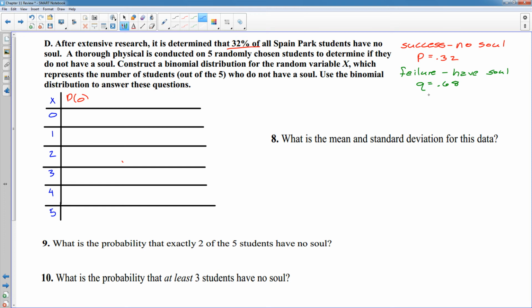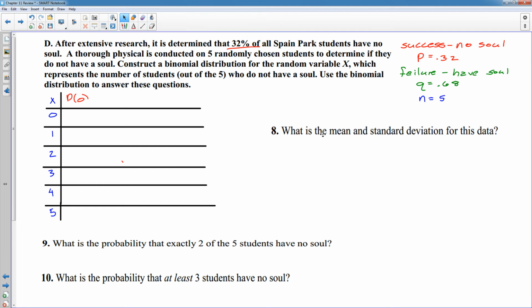And then N is the number of people being randomly chosen, and so N is going to be 5 because we chose 5 students. And I ask you to find mean and standard deviation and to construct a binomial distribution and all that. Let's go ahead and construct the binomial distribution. This one is where you do the combinations. There are 5 students chosen, and this first entry is going to tell me the probability that none of the 5 do not have a soul.